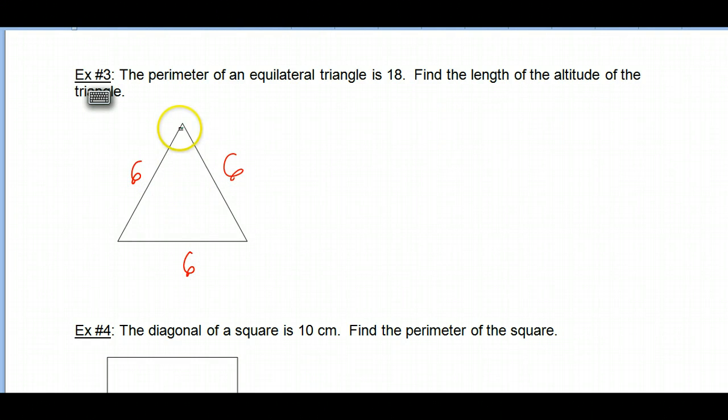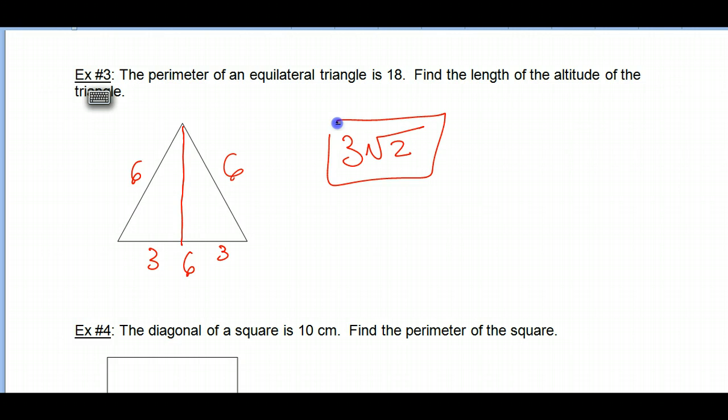If the perimeter is 18... Okay. Since it's an equilateral triangle, all the sides are 6 because 18 divided by 3 is 6. So each side is 6. And then since the altitude separates it, 6 is divided into 3 and 3.